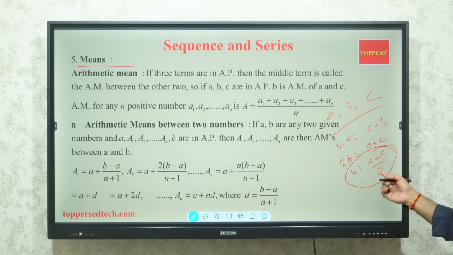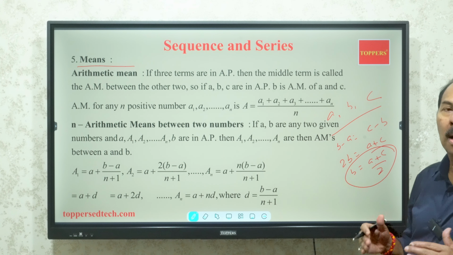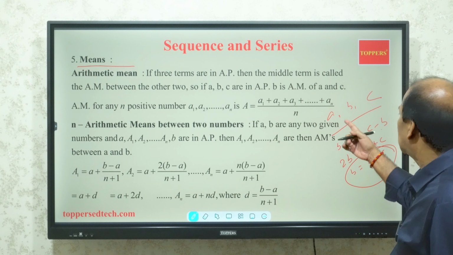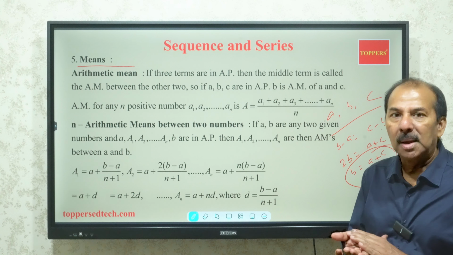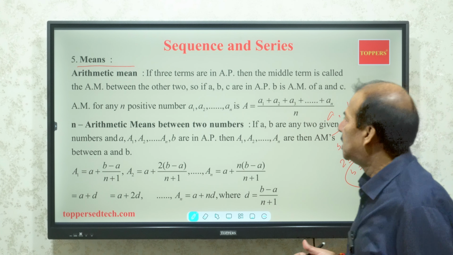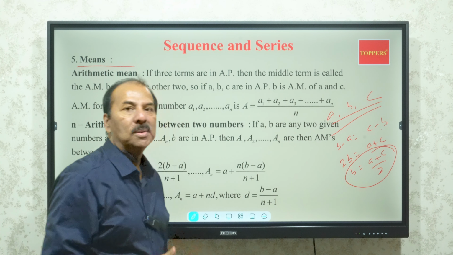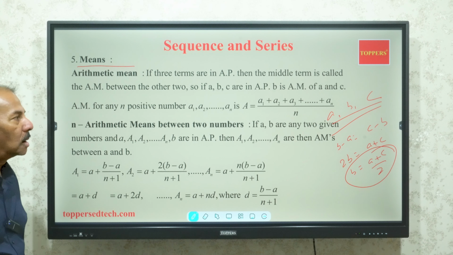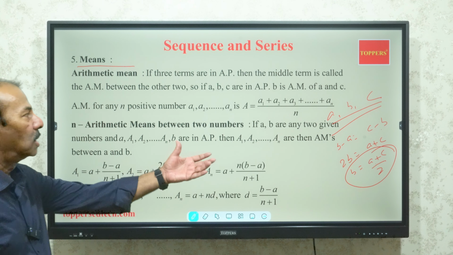It seems that it is the average of a and c, and that's why we call b the mean of a and c. B is the arithmetic mean, because a, b, c are in AP. So in general b is the mean of a and c, and in particular, b is the arithmetic mean of a and c. So here there are three terms, and b is the arithmetic mean between a and c.